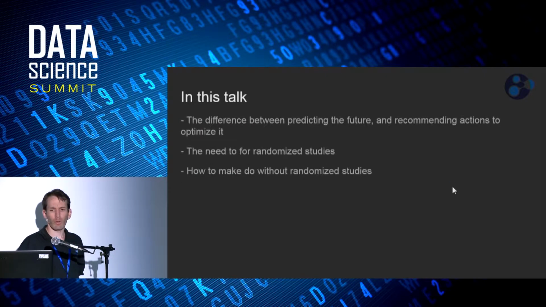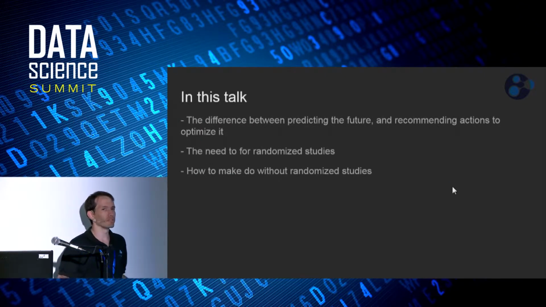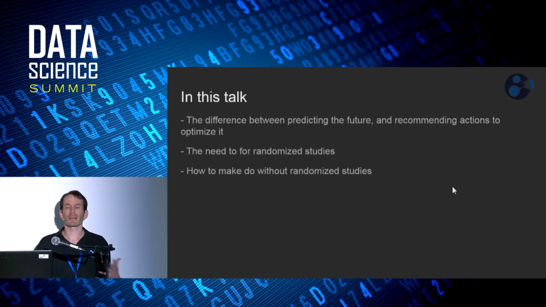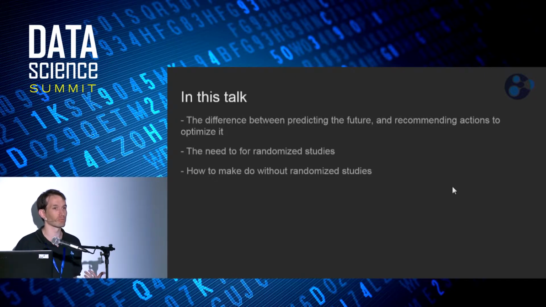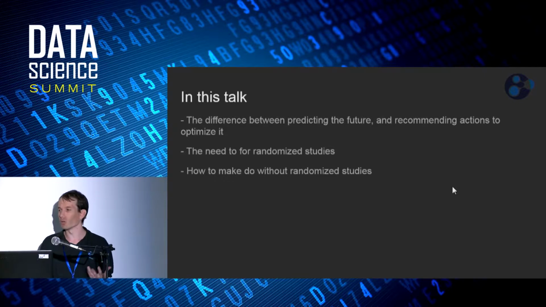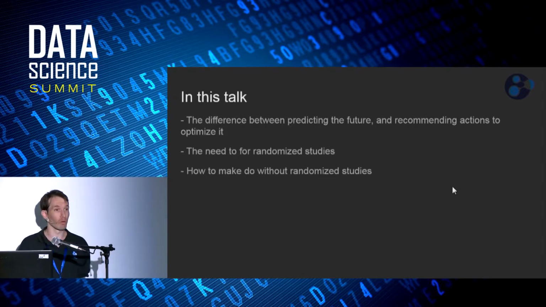Today, I will be talking about the difference between the classical machine learning predictive analytics problem of predicting the future and actually affecting the future. How we try to find the best way to take action, because we don't want to blindly know what's coming. We want to change it. We want to make the future better. That's why we try to do things.